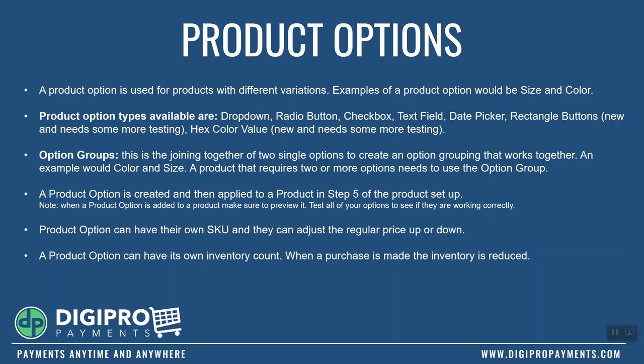Again, with product options with sizes and colors, you may have 100 units of a blue t-shirt, and you can put that count into the system under a product option, and then every time somebody purchases that blue shirt, it's going to count down that inventory.